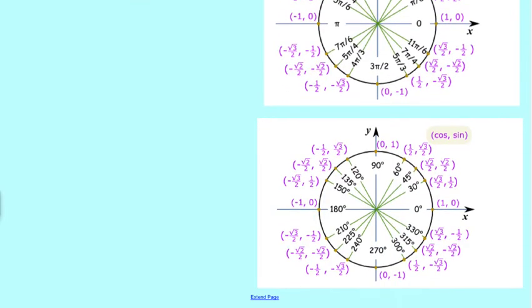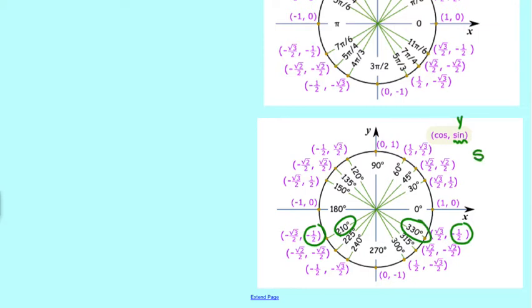So let's find out the sine. We're going to go down to degrees first. The sine, remember, is your y values, and we have negative 1/2. So I have negative 1/2 here, and I also have negative 1/2 here. So what are those angles? 210 degrees and 330 degrees.